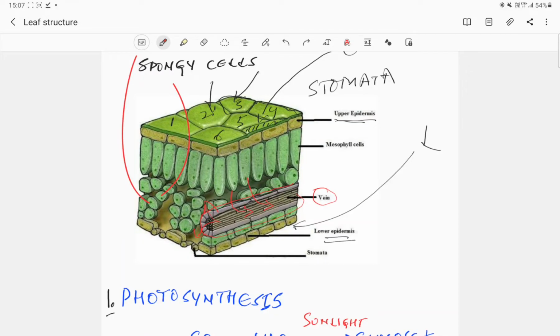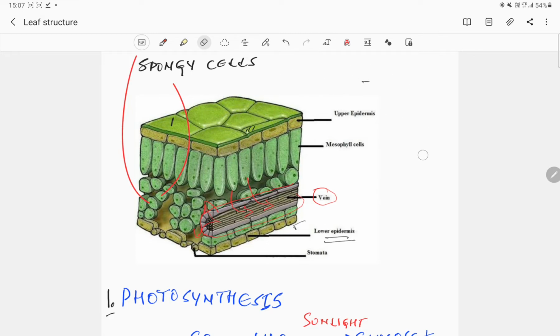Well, I hope in our last video you were able to learn the names of the different parts of the leaf, the different types of cells that make up the leaf. Let me use my eraser and clean it a little bit. So, I hope you've learned all of these different parts, and now we'll move on to the first function of the leaf.